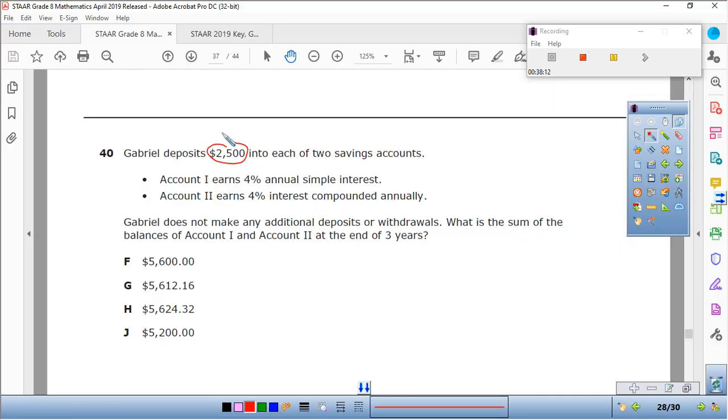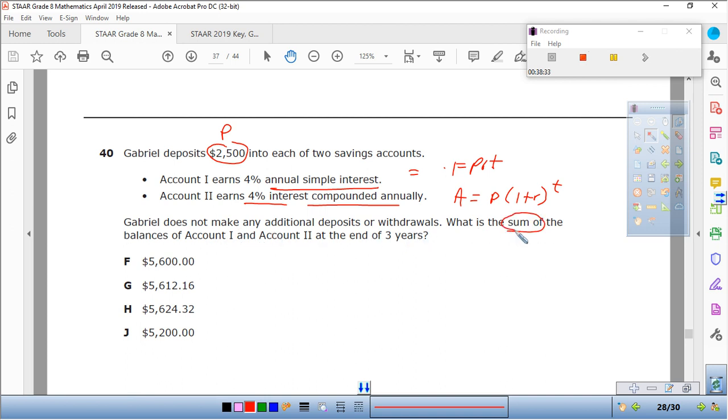So this one here is going to be a deposit into 2 savings accounts. The initial deposit, guys, that's a big number. That's my principal already. Simple interest, which is I equals PRT. Compounded annually. Ooh, I forgot this one. It's going to be A is equal to P(1 plus R) to the t. Yeah, there it is. Gabriel does not make any additional deposits or withdrawals.